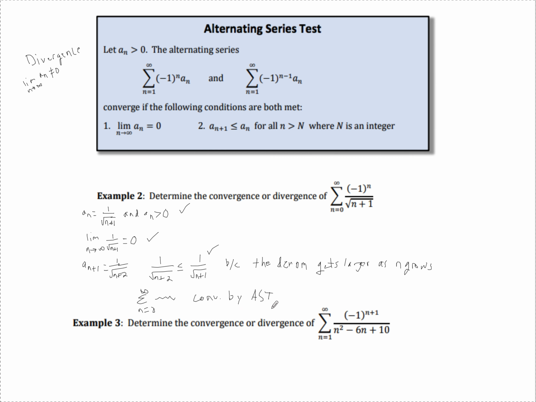And then you would write out alternating series test. Right, but you have to show this positive thing, the limit of a sub n goes to 0, and that eventually you get to the point where your a sub n plus 1 is less than or equal to your a sub n. Okay?